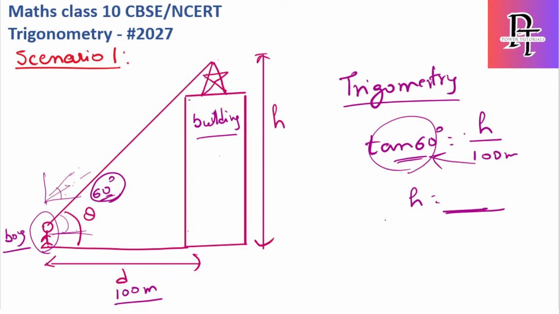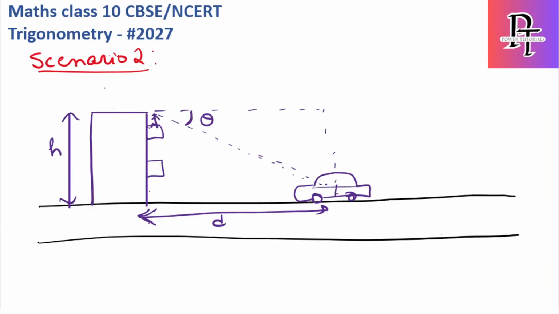There are also actual measuring tools using which you can predict the exact measurement of the angle, and then using that angle, without even going to the building or using any exact measurements, you can easily find the height of the building. Okay, let's see another scenario. Another scenario is something like this.